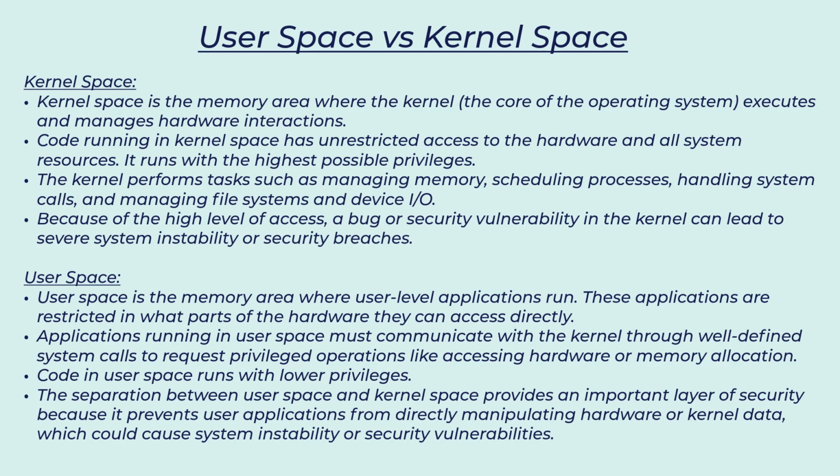So the code which is running in the kernel space has very high privileges. It has unrestricted access to the hardware and all the system resources. Okay, the kernel performs tasks such as managing memory, scheduling processes, handling system calls, managing the file systems and device input output. Because of the high level of access, a bug or a security vulnerability in the kernel can lead to severe system instability or security breaches. Therefore, the kernel code is highly privileged and must be trusted.